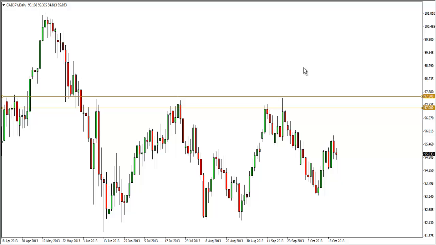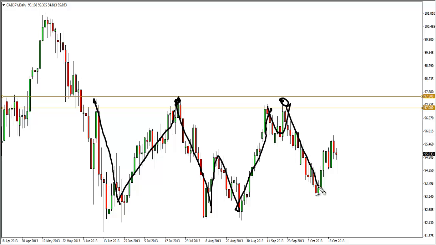You can see how price came and tested the 97 and 97.50 region, and bounced and reversed from there. Here it came up, tested this area again, bounced down, formed a double bottom, came up, formed a double top before reversing down again. So the 97.50 and the 97 level is an area to pay attention to.